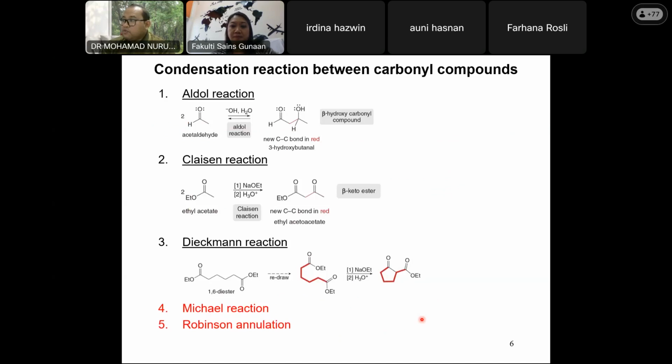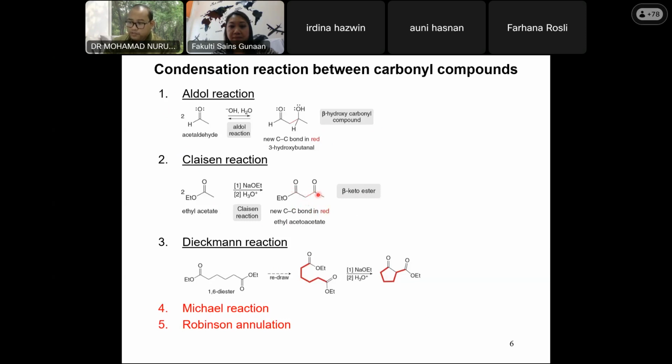This reaction will give you beta-hydroxy carbonyl compounds. This is an example reaction. There is a large variety of reactions which represent those aldol reactions. The second one is the Claisen reaction. The Claisen reaction will form beta-ketoesters. In this case, there will be formation of a new bond between two carbonyl groups.